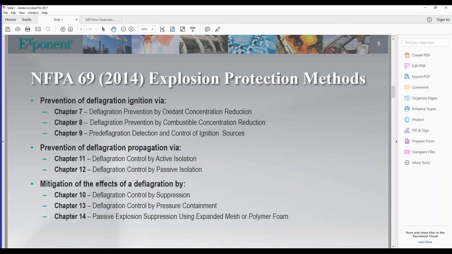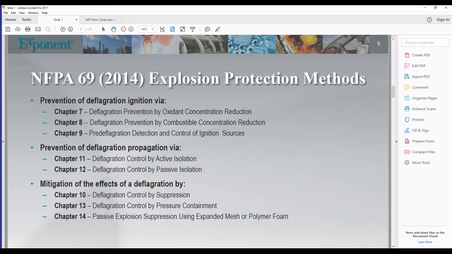NFPA 69 has several chapters, 7 through 14, and each of these tells you how to perform a separate type of mitigation. The first three, 7, 8, 9, are really prevention of a deflagration by preventing ignition of the gas. 11 and 12 are how to prevent a deflagration from propagating to an enclosure that you want to protect. And then 10, 13, and 14 are how to mitigate the deflagration so that even though you have ignition and propagation, you're not going to burst your vessel.